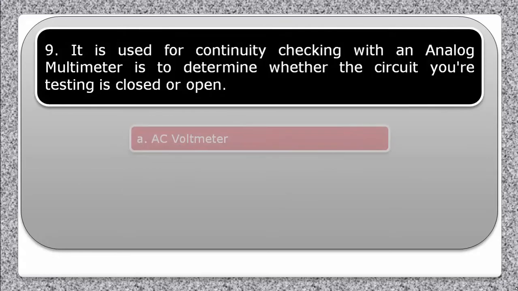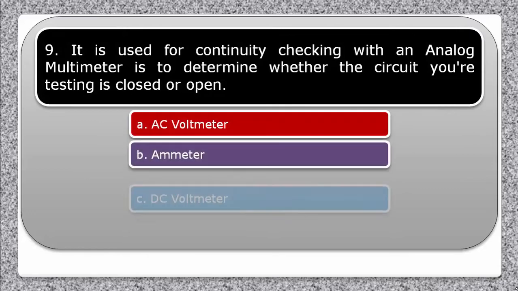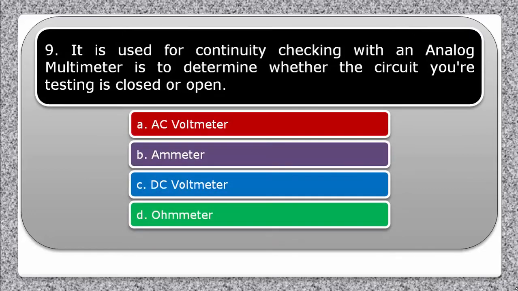Number 9. It is used for continuity checking with an analog multimeter to determine whether the circuit you're testing is closed or open. Letter A, AC voltmeter. Letter B, ammeter. Letter C, DC voltmeter. Letter D, ohmmeter.